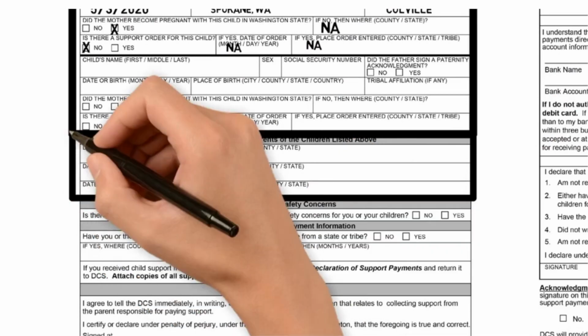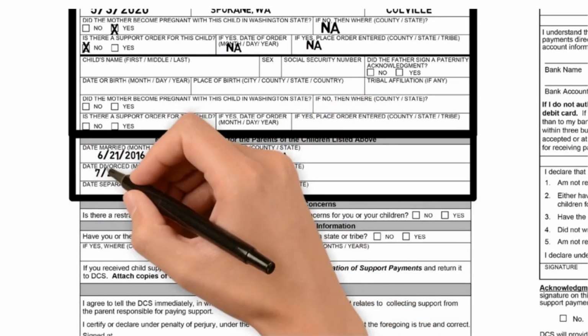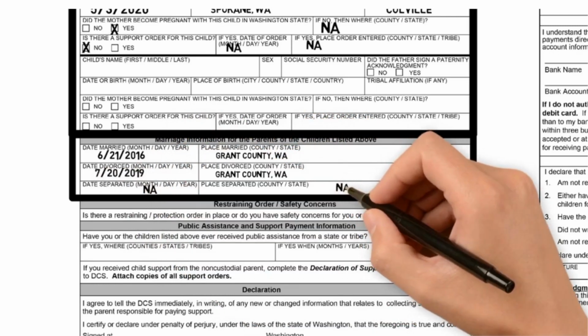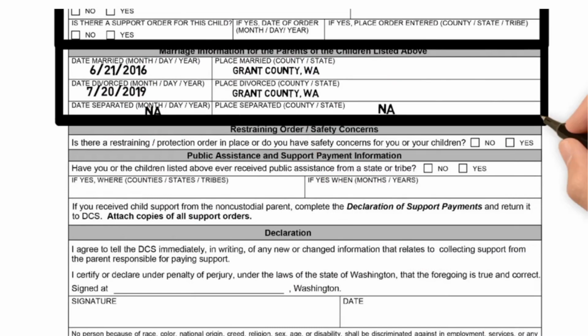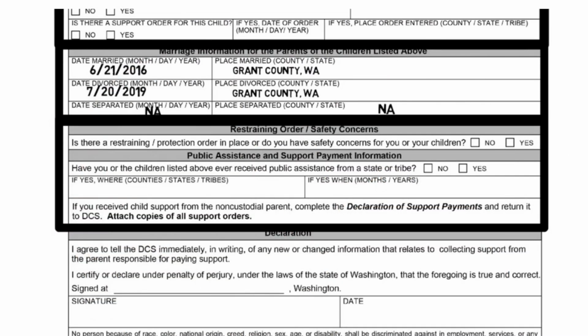Marriage information comes next, and we ask about this because there are laws about marriage and parentage that can impact who is considered the legal parent. The next question asks if there are safety concerns for you or the children. If the answer to this is yes, be sure to ask DCS about the protections we have in place.